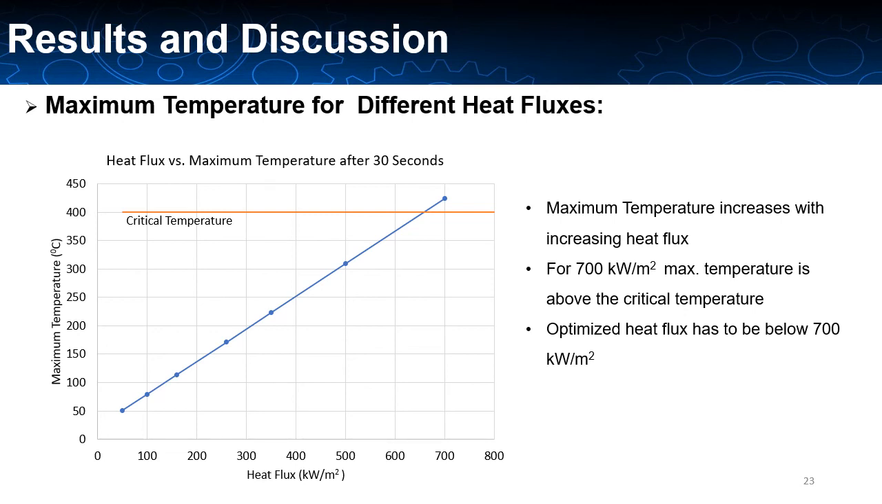So I plotted the maximum temperature over time versus the increment of heat flux. As you can see, with the increment of heat flux, the maximum temperature over time goes up, which makes sense. For all the points except 700 kilowatt per meter square, the maximum temperature lies below the critical temperature, 400 degrees Celsius. For 700 kilowatt per meter square, the maximum temperature after 30 seconds exceeds the critical temperature. So I can say that the optimized heat flux value has to be below 700 kilowatt per meter square.